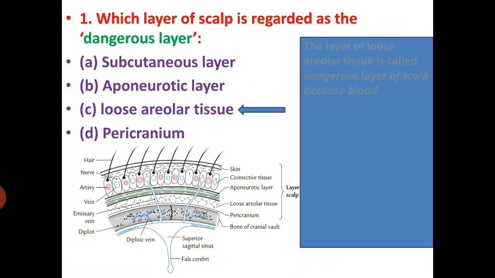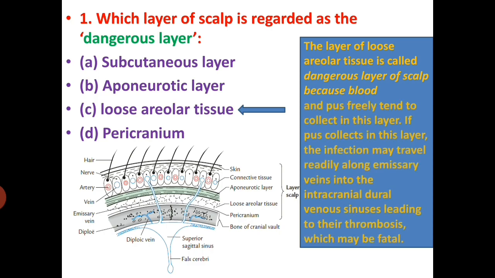The loose areolar tissue, which is the 4th layer, is called the dangerous layer of the scalp because blood and pus freely tend to collect in this layer. If pus collects in this layer, the infection may travel readily along the emissary veins into the intracranial venous sinuses, which leads to thrombosis, which may be fatal. Hence, the 4th layer, the loose areolar tissue, is called the dangerous layer of the scalp.